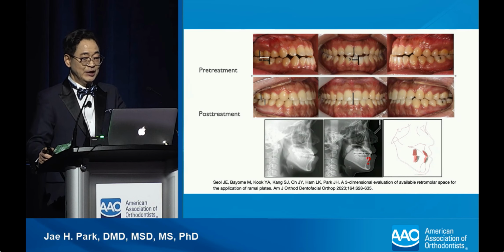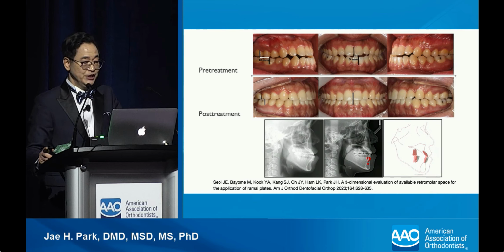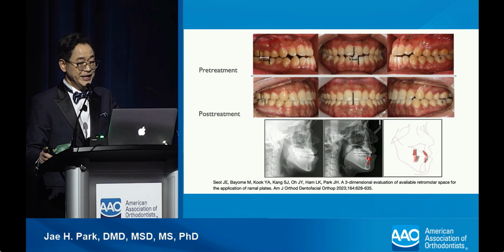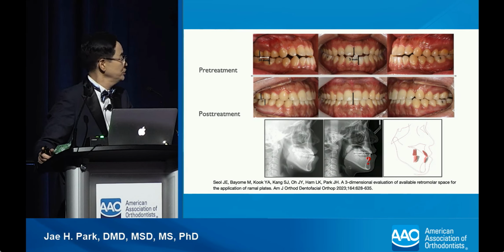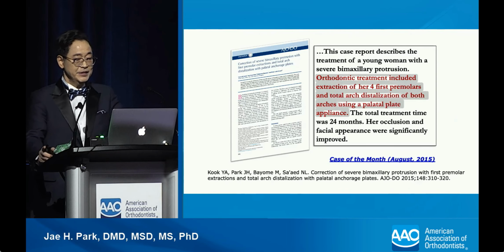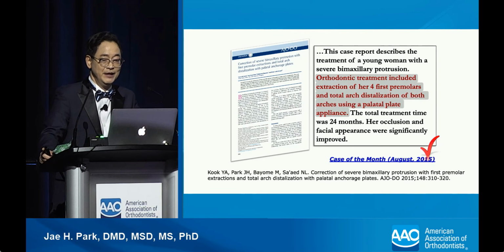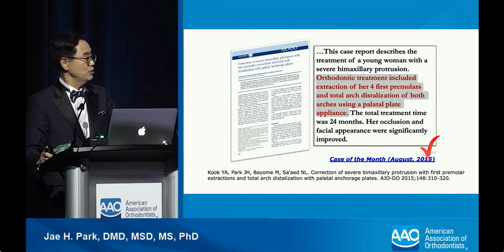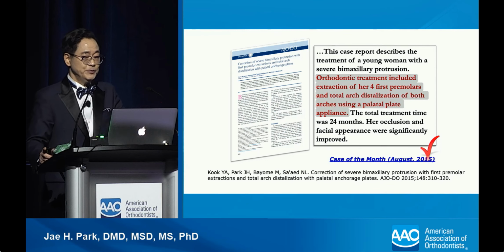What happened around the mandibular alveolar housing after significant retraction of incisors? The next case will give you an answer to this question. This case was chosen as Case of the Month in the AJODO. Orthodontic treatment included extraction of four first premolars and total arch distalization of both arches using a palatal plate.